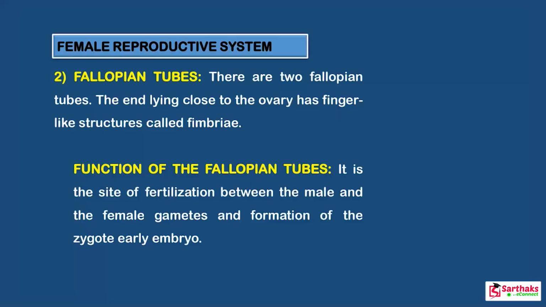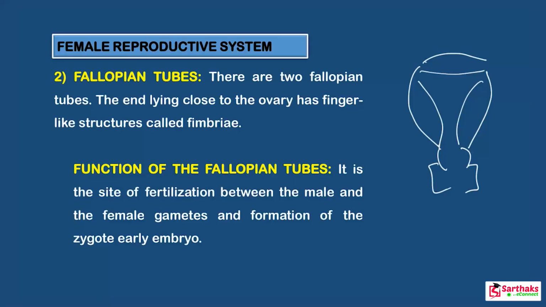Now, let me draw a diagram. Here it is the uterus, and here is the cervix, and here is the vagina. And this is the fallopian tube. Here is the fallopian tube, and here the ovary is present, which is an oval shaped structure.